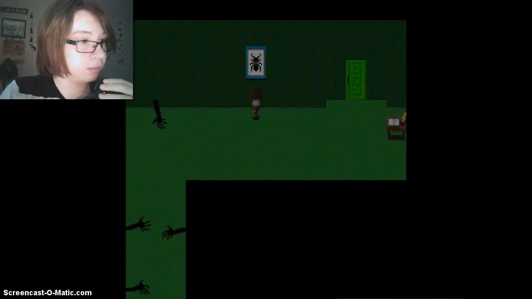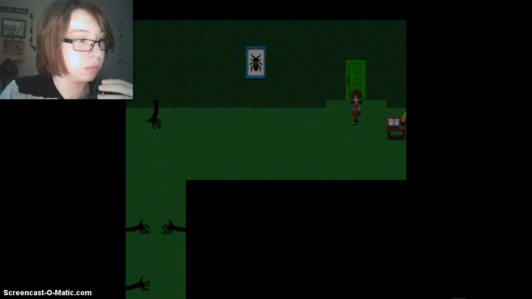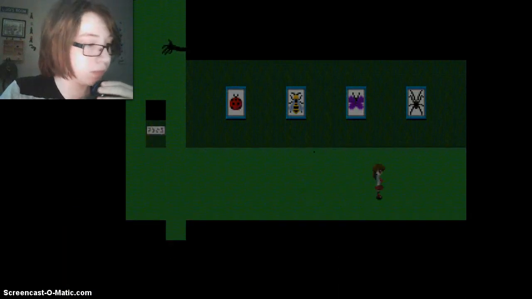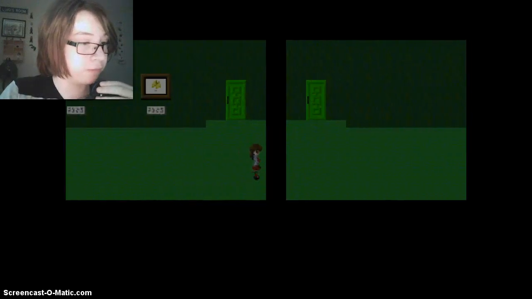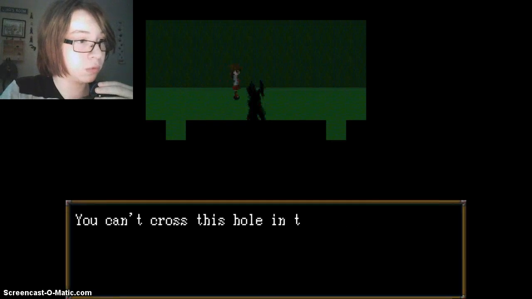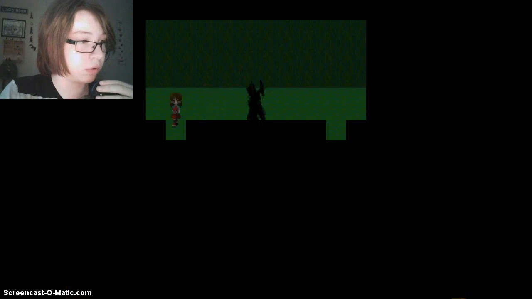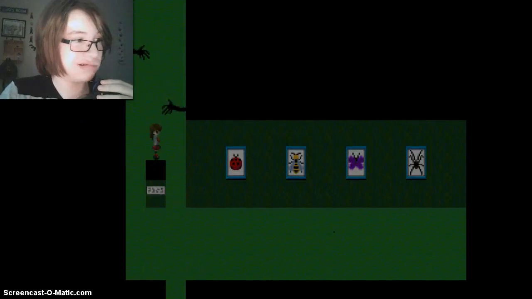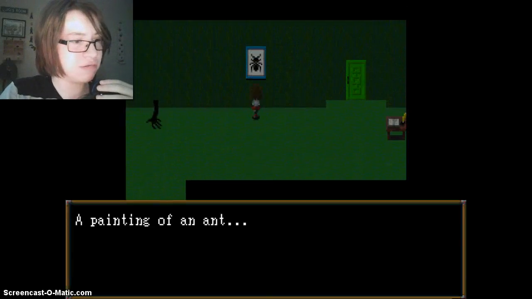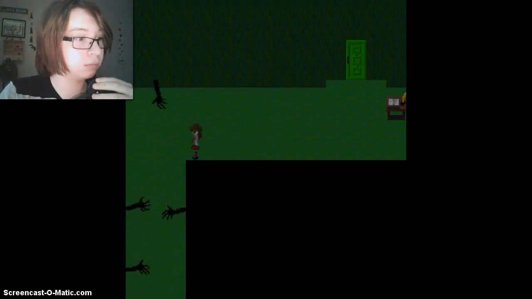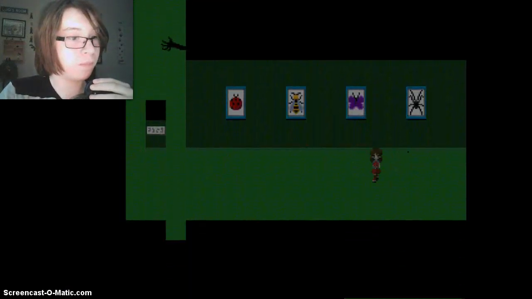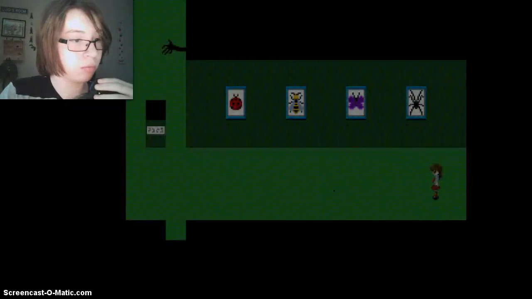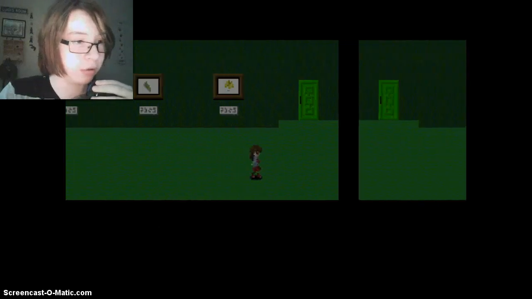I don't know what to think of that. It's locked. Beware of the edges. No, you shift. I already figured that out. Can't cross this hole in the floor. What do I do now? Looks like, oh. Wait a minute. Where did it go? There, I saw like a tiny little dot moving there. I don't know if that was actually there.